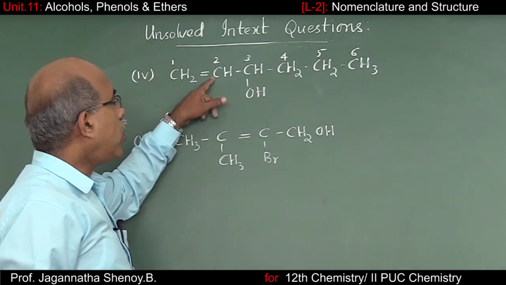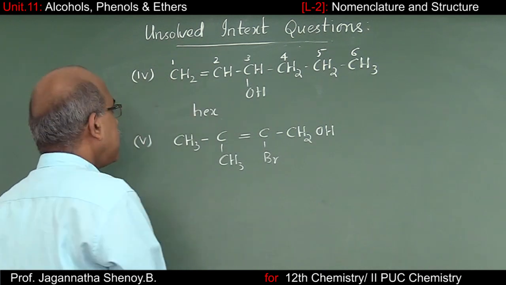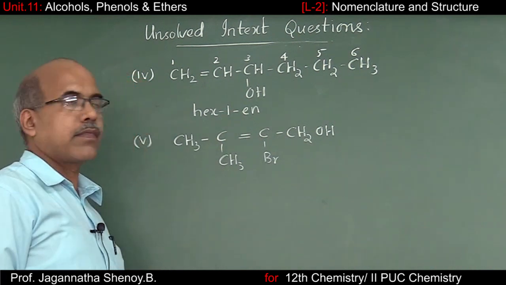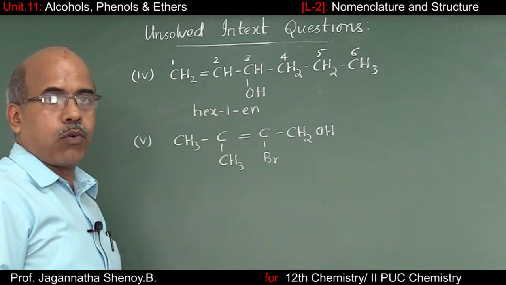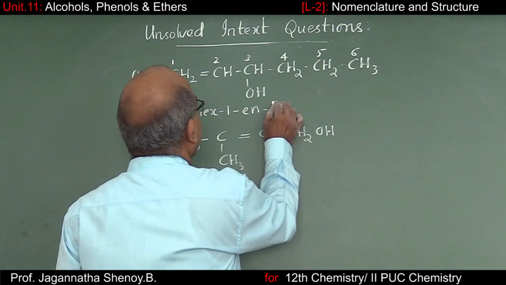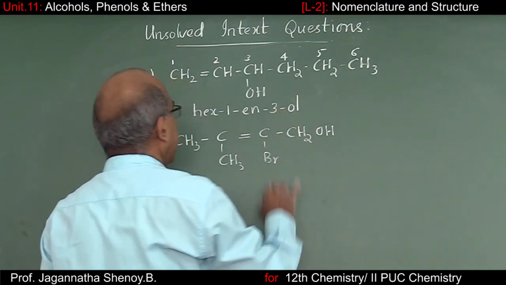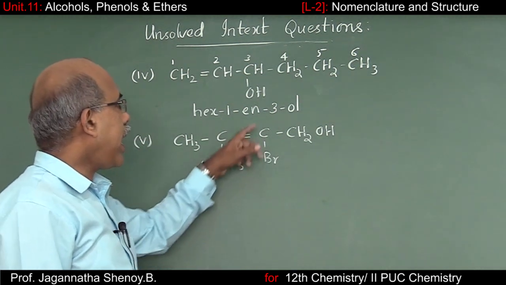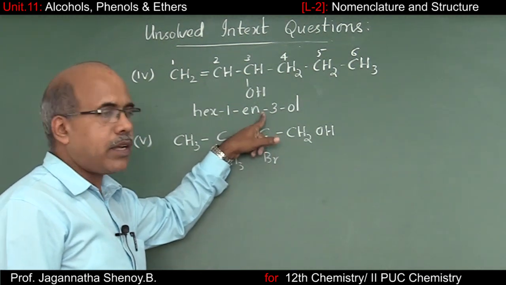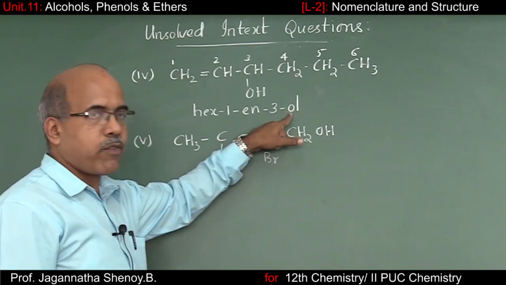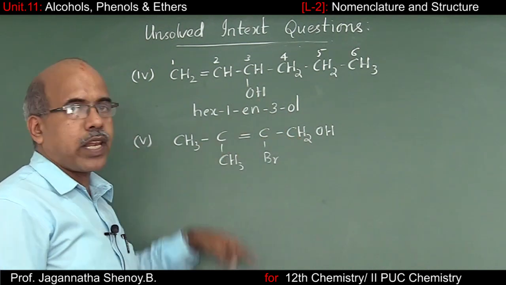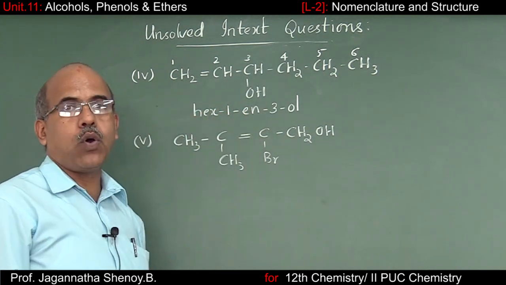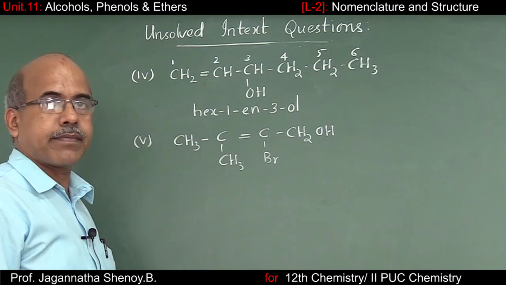You have a double bond after the first carbon atom. So hex 1-ene. And on the third carbon atom, OH group. That's why it is 3-ol. Hex 1-ene, 3-ol. Here again, there should have been E here, but because E is followed by one more vowel O, the previous vowel E, I'll cancel it. So hex 1-ene, 3-ol is the IUPAC name.